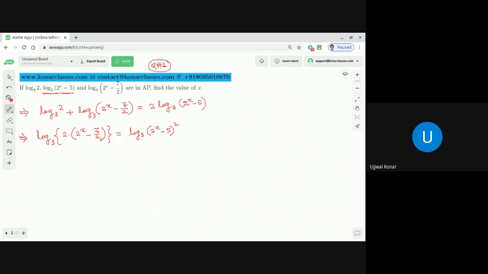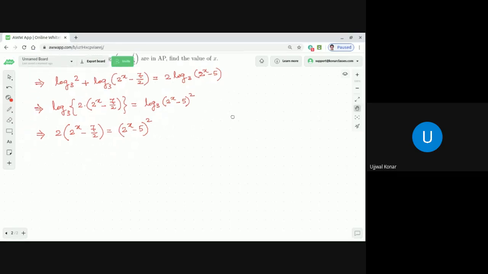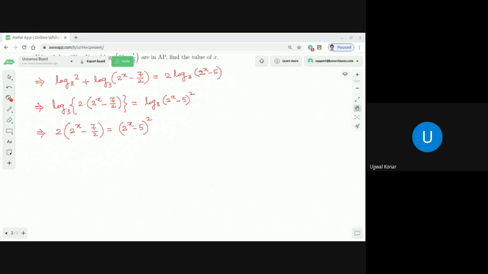Yes. Now, as there is a log base 3 on both sides, we can cancel this. We can actually come out of this log. So in a very generic way, we can say 2 to the power x minus 7 by 2 is equal to 2 to the power x minus 5 whole square. As I suggested at the beginning, dear students, you also solve along with me, because I am solving slowly so that you get everything.